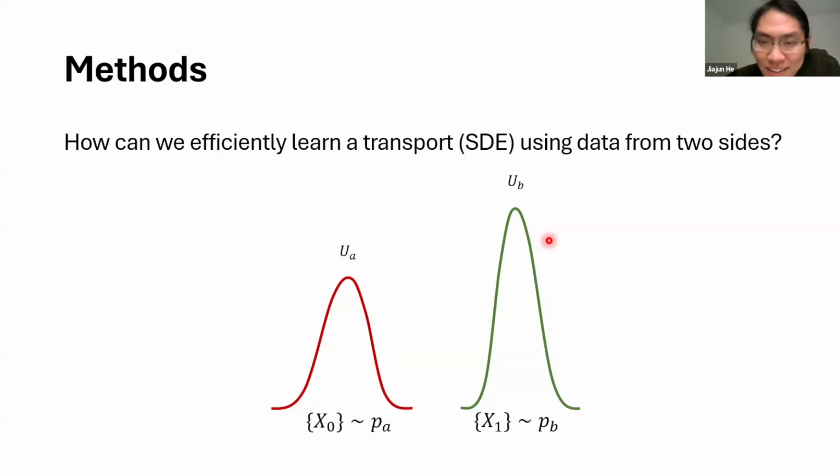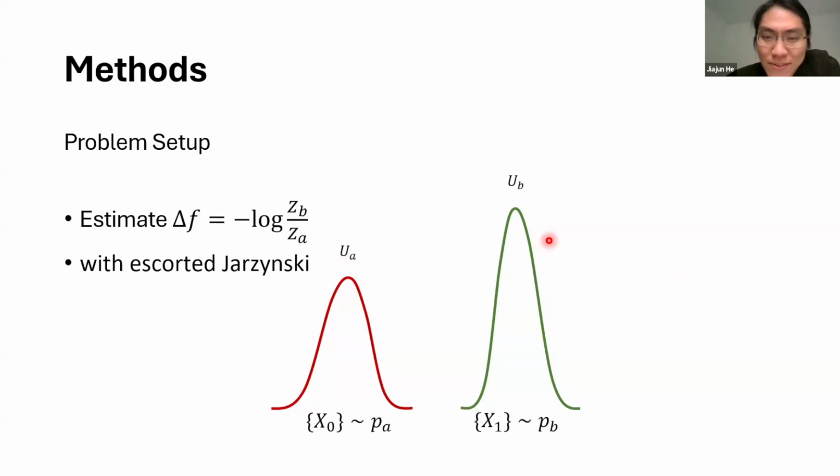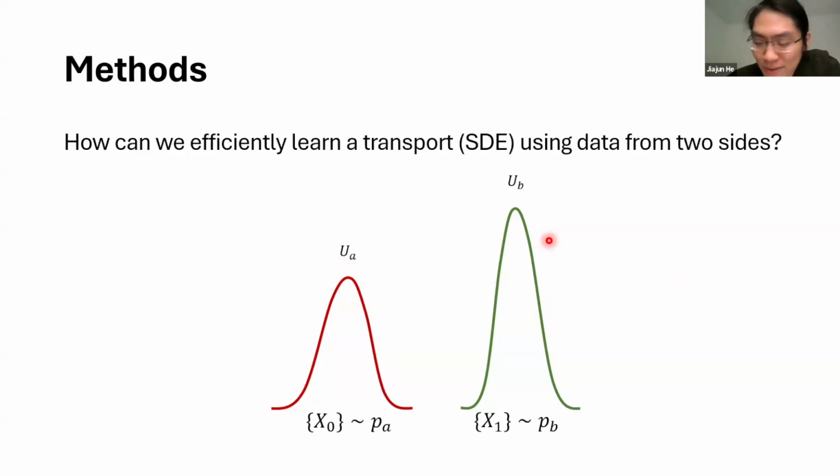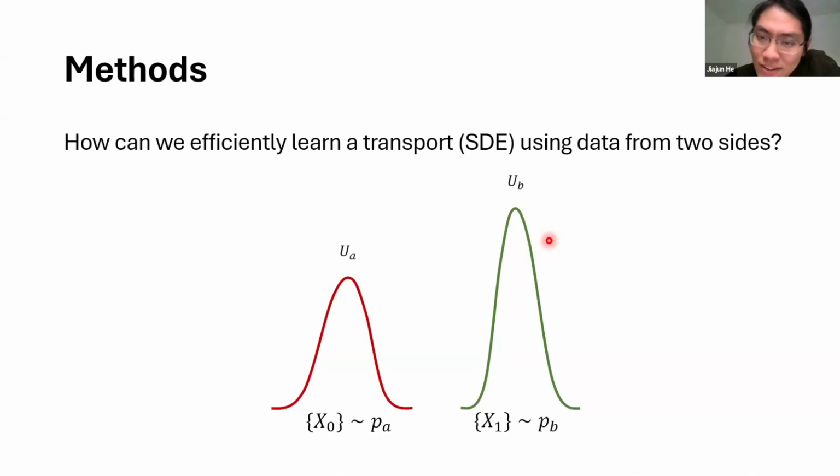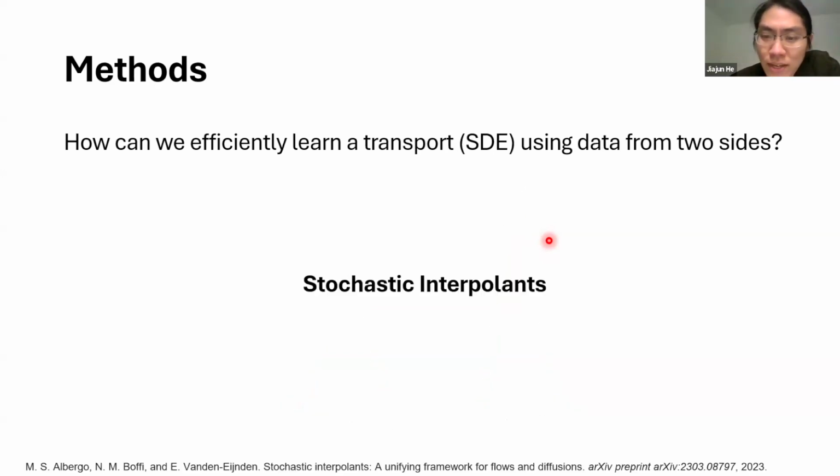Now the question becomes, if we want to use this escorted version, we need to learn a transport in the form of the forward SDE and backward SDE. And the drift is like the nabla u plus the control term. So how can we efficiently learn this thing? One thing, if we want to learn ODE, we know that flow matching is very good. If we want to learn SDE, we can use a stochastic version, which is known as the stochastic interpolants.